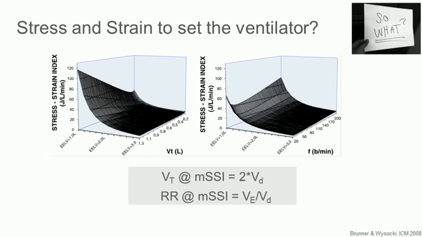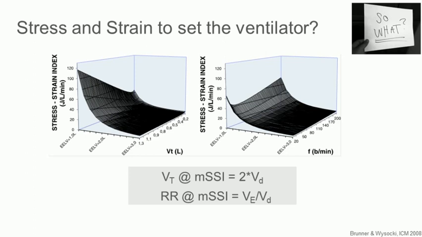This can be used eventually, also some question mark here, to help setting the ventilator. And that's a smaller computational study we've done with Joseph Brunner a couple of years ago, trying to find out what might be the optimal tidal volume and rate to minimize the stress and the strain. In this study, we used what we call the stress and strain index, which is basically the product of the stress and the strain, and the lower the stress and the strain, the better it is, right?